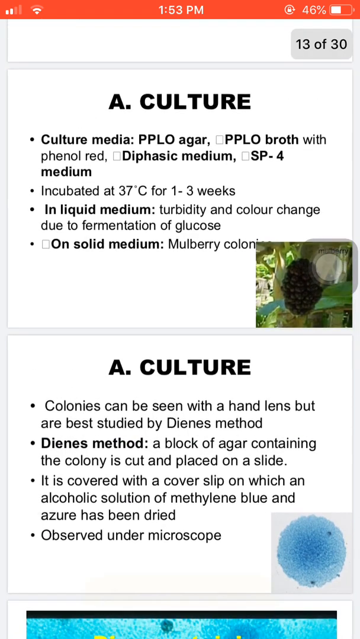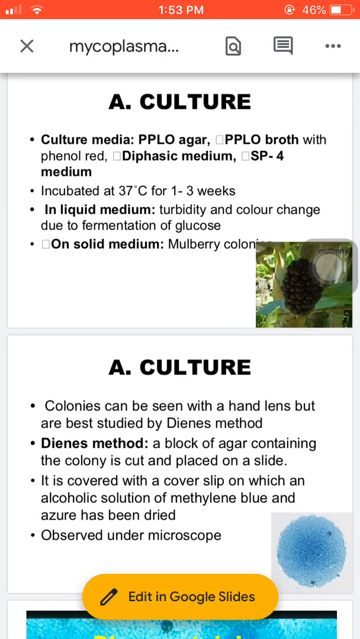Looking into the culture media used: pleuropneumonia-like organism agar, pleuropneumonia-like organism broth, diphasic media having both agar and broth, or SP4 media. What is the speciality of this media? They have ingredients like beef heart infusion. They have serum, that is bovine or horse serum, which is providing sterol or cholesterol to the mycoplasma.